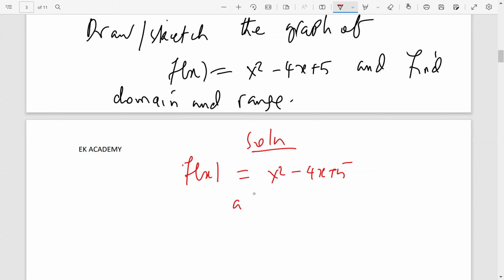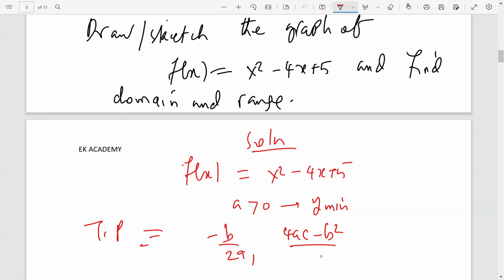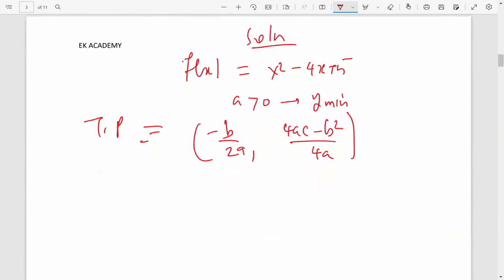So you see that a is greater than 0. So basically, we're going to have y minimum. Then we're going to say the minimum point, or turning point, the minimum turning point, is going to be minus b over 2a, comma, 4ac minus b squared over 4a. So we are looking for the turning point.